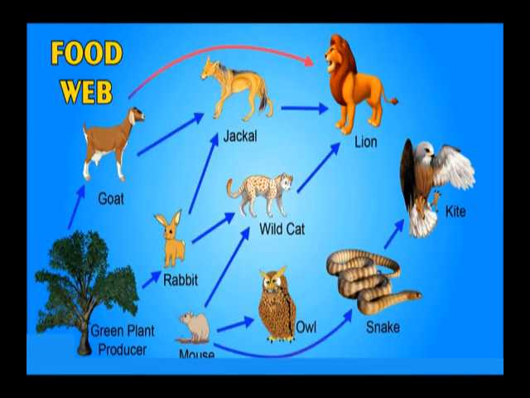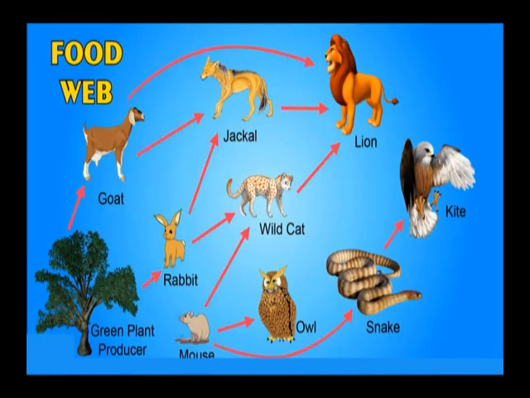This is now complex. See the rat. It can be eaten by the cat or the owl or even by a snake. Plants can be eaten by a goat or a rabbit. These complex food chains are called food webs as they are interconnected like a spider web.